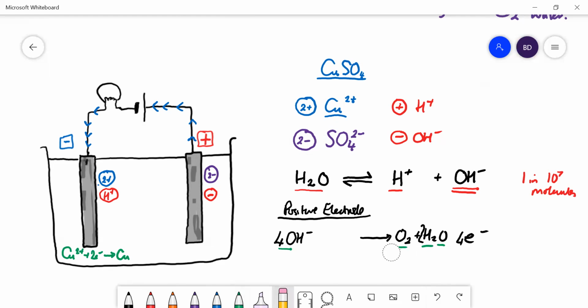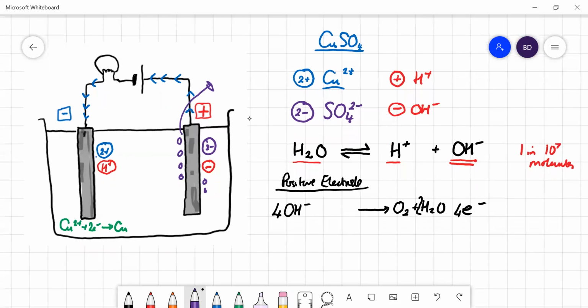So let's get rid of that. That is the equation that happens at the positive electrode. So oxygen is released. You're going to get little bubbles of oxygen here. Okay, that's oxygen. Right, let's think what happens to the solution that's left over then.